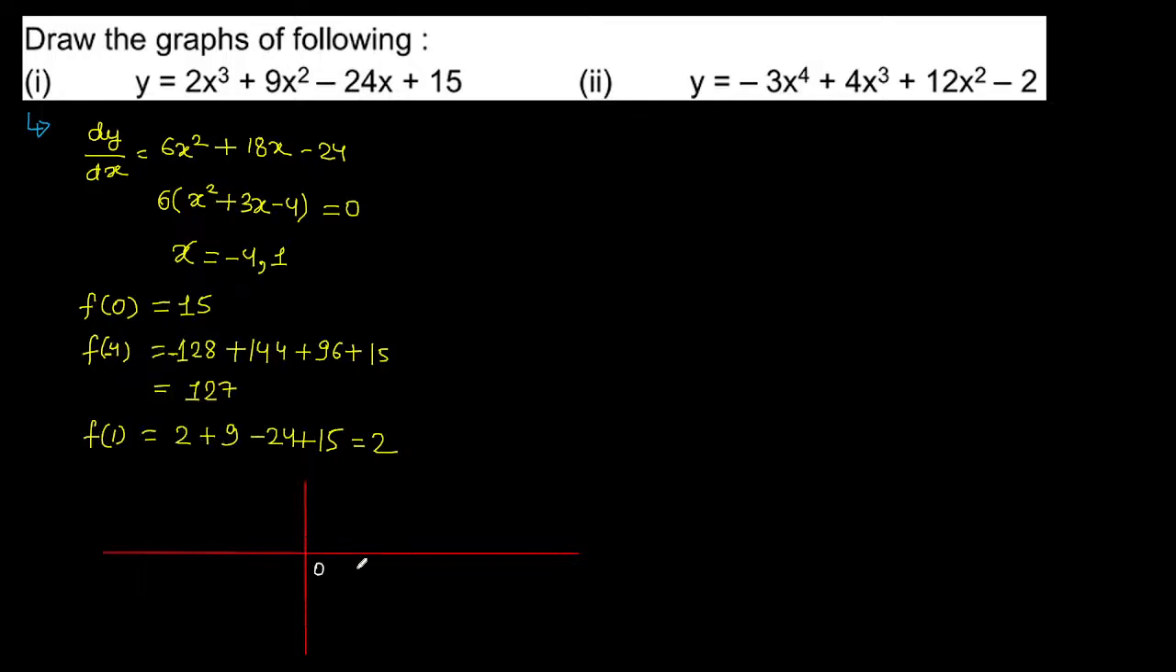This is 0, this is minus 4, this is 1. So at minus infinity it is minus infinity, at minus 4 it is 127, at 0 it is 15, at 1 it is 2. So at infinity it is infinity.